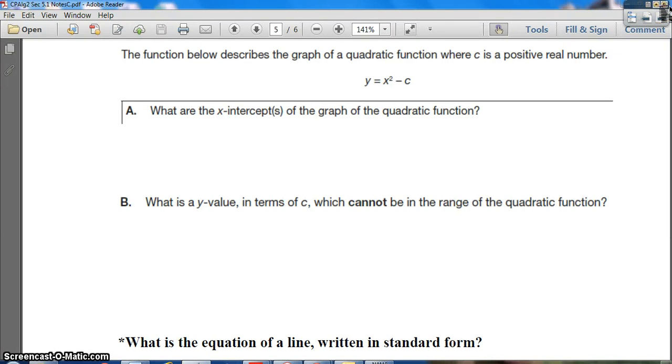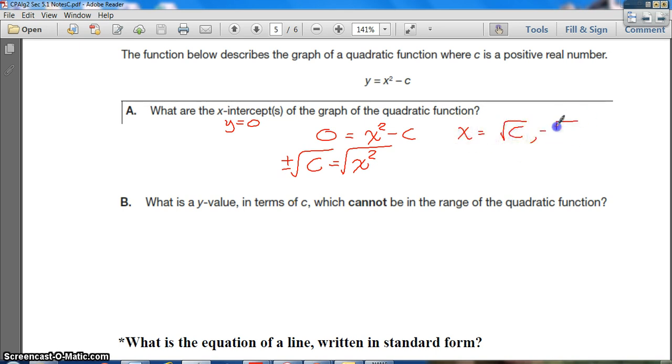It says, what are the x-intercepts in the graph of the quadratic function? That means y is 0. So 0 equals x squared minus c. You can add c over. And then you get rid of square by square rooting. Now remember, you have 2 answers when you square root. It's a positive square root of c and a negative square root of c.